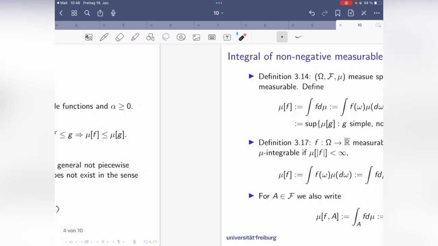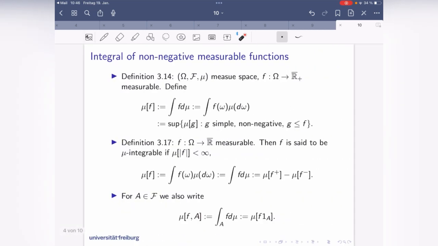Okay, next steps. Non-negative measurable functions. Define the integral of non-negative measurable functions. Well, notation is as usual. What are you doing? You define the integral as a supremum of all integrals with respect to simple functions, which are non-negative, which are all smaller or equal to f.